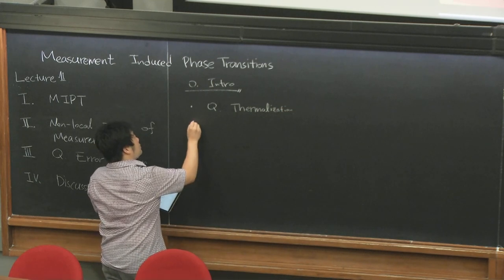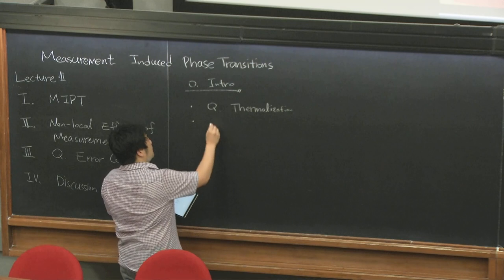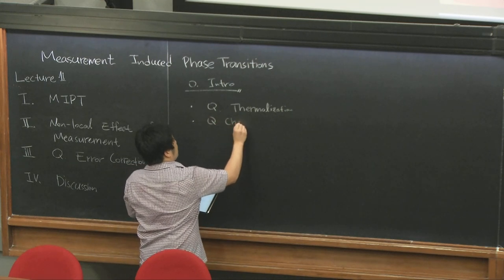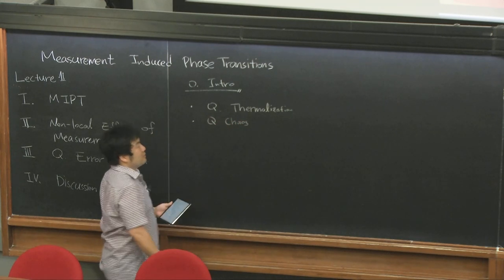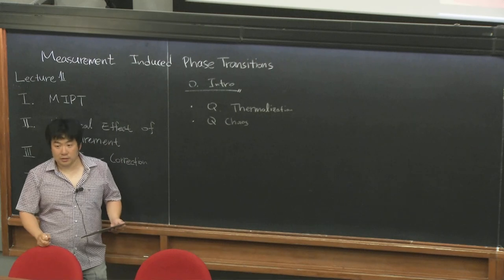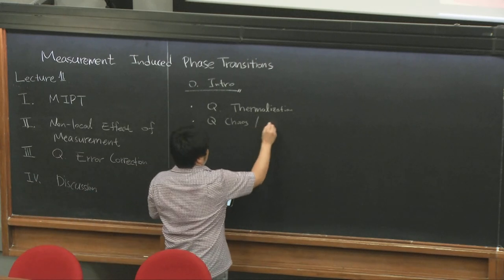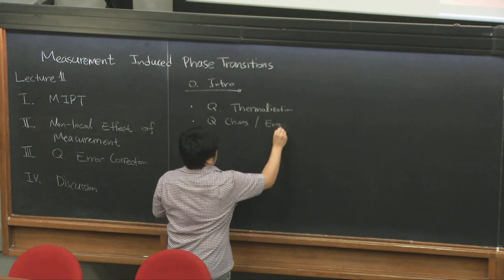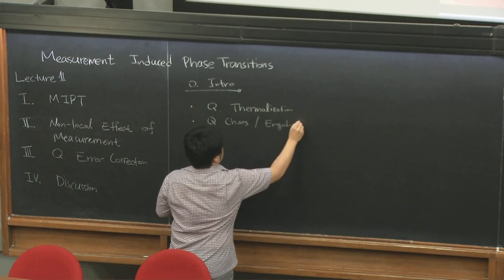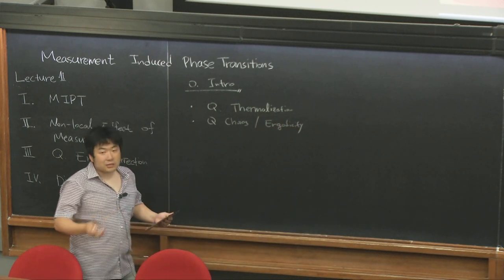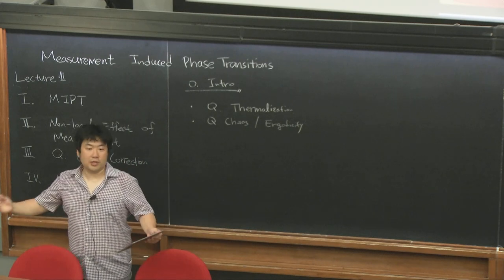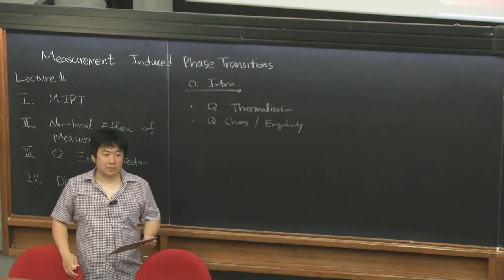Another keyword that we've been hearing from this school is quantum chaos, which is one mechanism of explaining thermalization. And it's closely related to ergodicity. This is why we believe that it has to happen in quantum systems, without proof, but we are trying to understand what's going on.